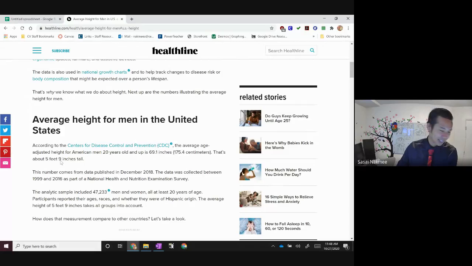I'm vertically challenged at 5'7". It's not bad. So it looks like the average height in the United States is 5'9", right? You're 6'5". I don't believe it. But you could be. I haven't met you in person yet.